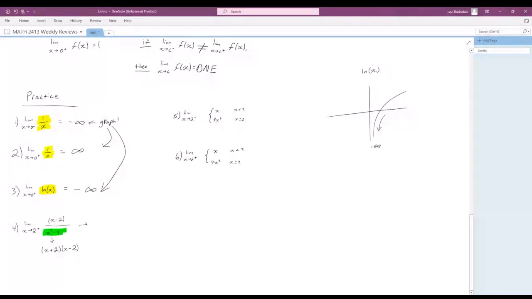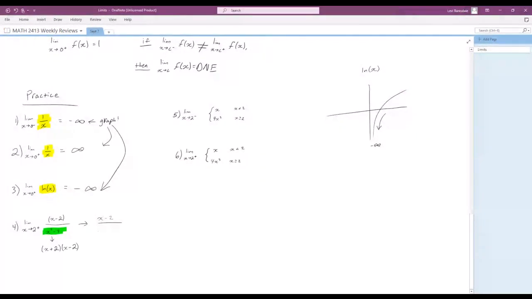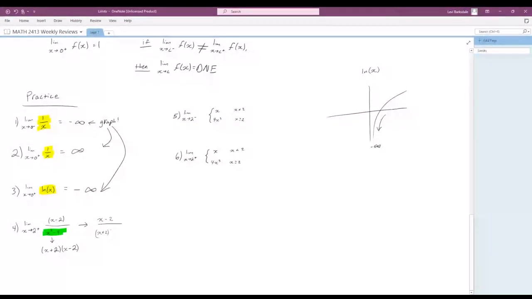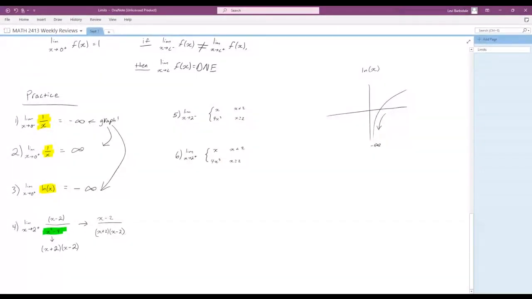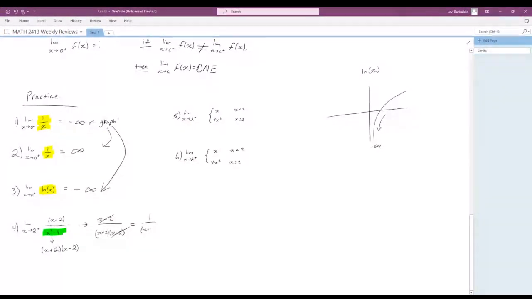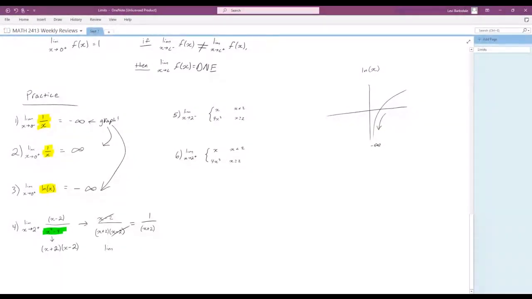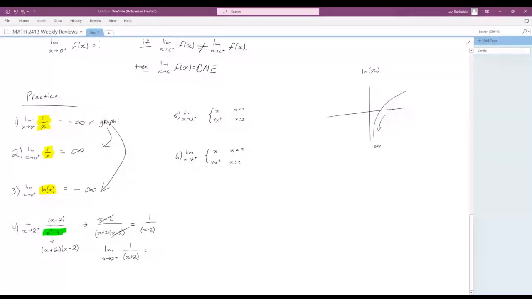So if we rewrote this, can we cancel anything? Yeah, the x minus 2's, so it'd just be 1 over x plus 2. Right. So then we can say that the limit would be the same. And what is the limit as x approaches 2 from the positive side of 1 over x plus 2? Do we plug it in? Does it work? Do we get a real number if we just plug it in? Yes, 1 over 4.